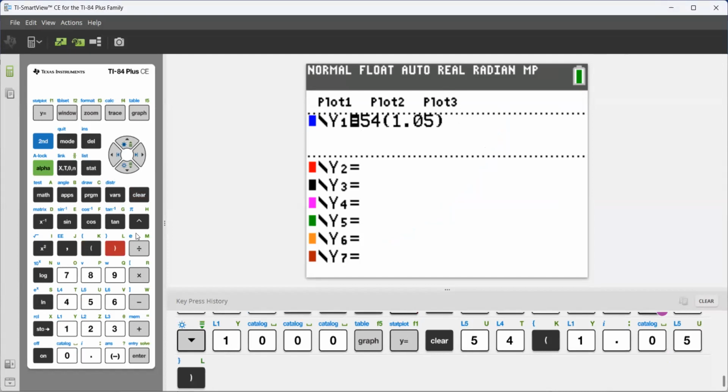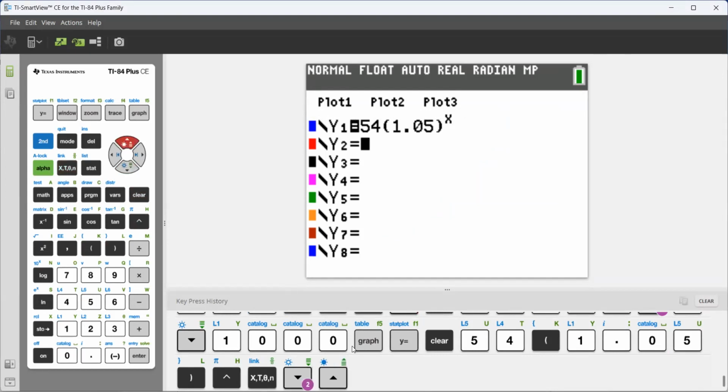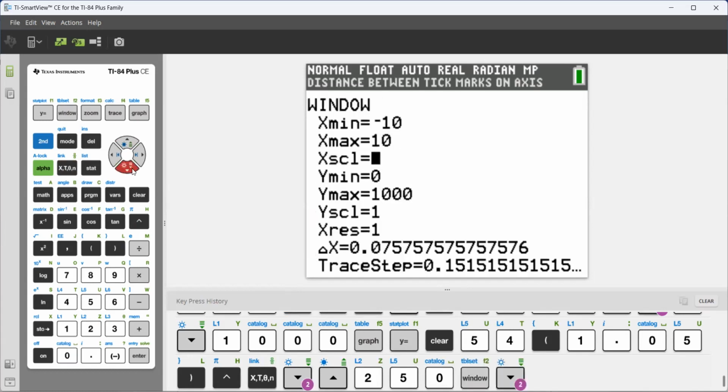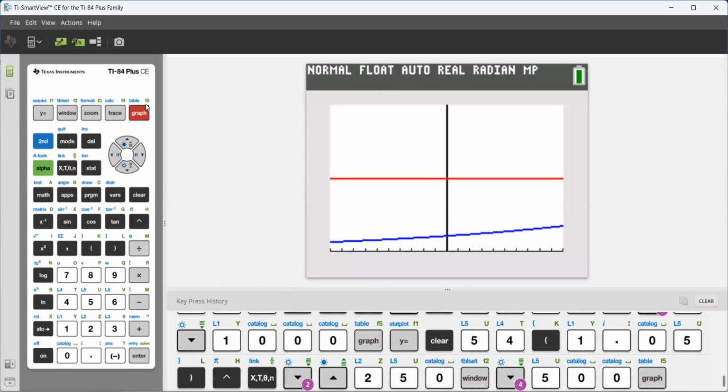To the power x. And then my y2 is going to be 250. And then for your window, look at my y2 is 250, so you know you're getting something very big. I'm just going to keep the x as it is. I might make changes later. I'm going to do 500 for this. So let's go check out the graph.